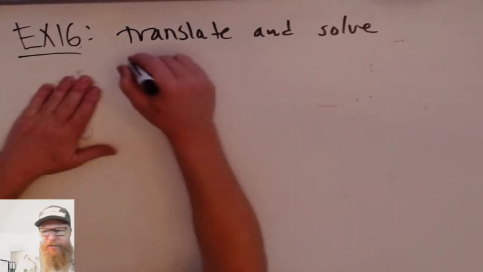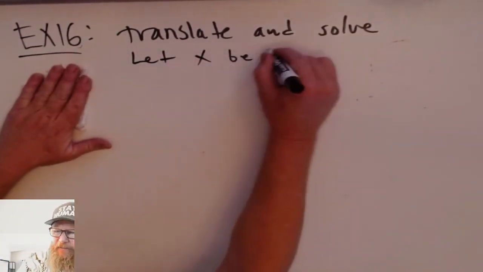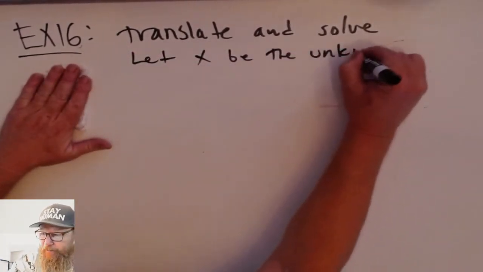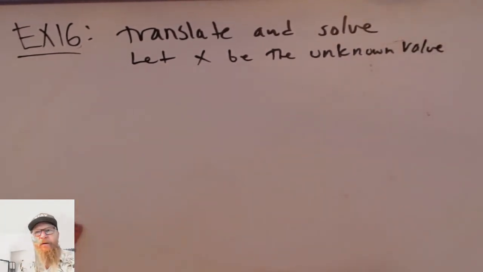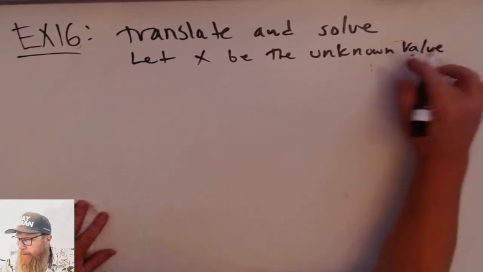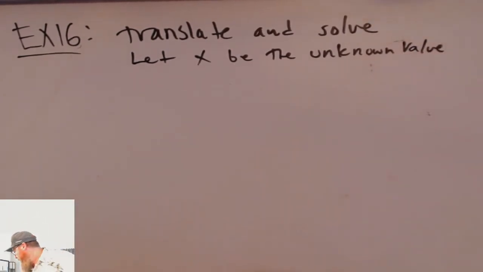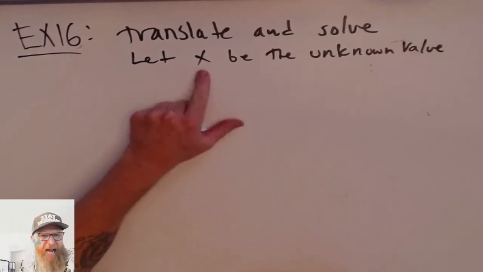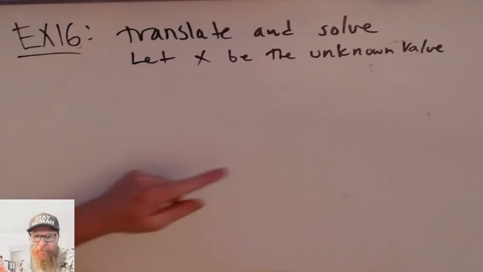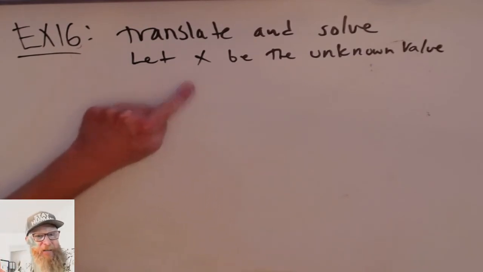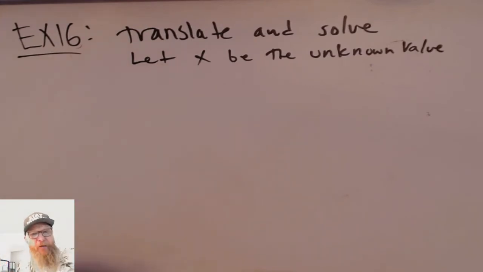Let's go ahead and use x for the unknown number. So let x be the unknown value. This is what I mean. You must use x now, okay? Because I'm telling you. If I would have said let p be the unknown, then you have to use p. If I say let n be the unknown, then you have to use n. So this is what I mean by you must use the variable that I told you to use. Most of the time it's x.